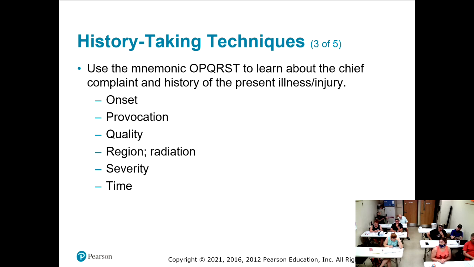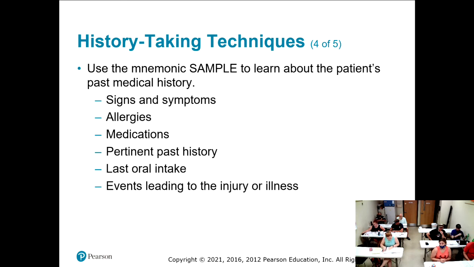And then time is how long this has been going on. Believe it or not, onset and time sound similar, but they're different. Onset also can be what caused this to start. So did the chest pain start because you were out mowing the lawn, shoveling the driveway in the wintertime? What were you doing when this started? That's onset. So it's also time, but it's also a little bit more quantified of what started this all.